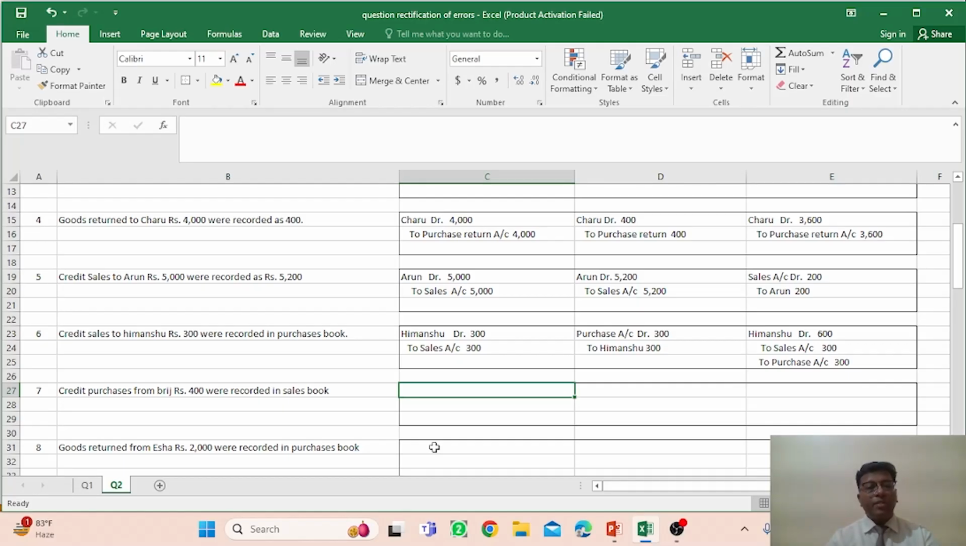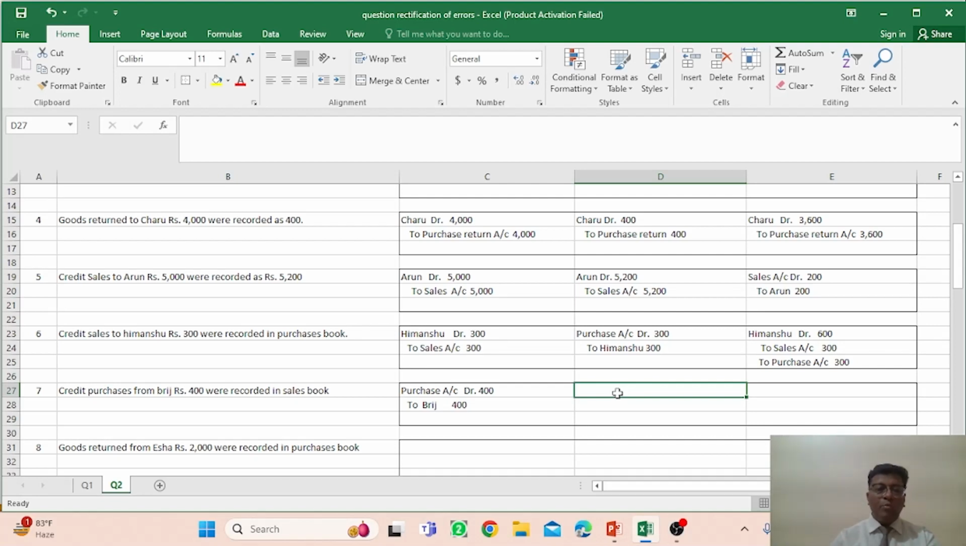Next transaction is credit purchases from Bridge rupees 400 were recorded in sales book. Okay, so purchase entry we have to make: purchase account debit rupees, what is the amount? 400, and because this is the credit transaction and the party name is given to you, so to Bridge, right, and the amount is 400. Okay, that was the correct entry. It should be made by the accountant, but wrong. What is the particular transaction? That credit purchase from Bridge rupees 400 were recorded in the sales book.